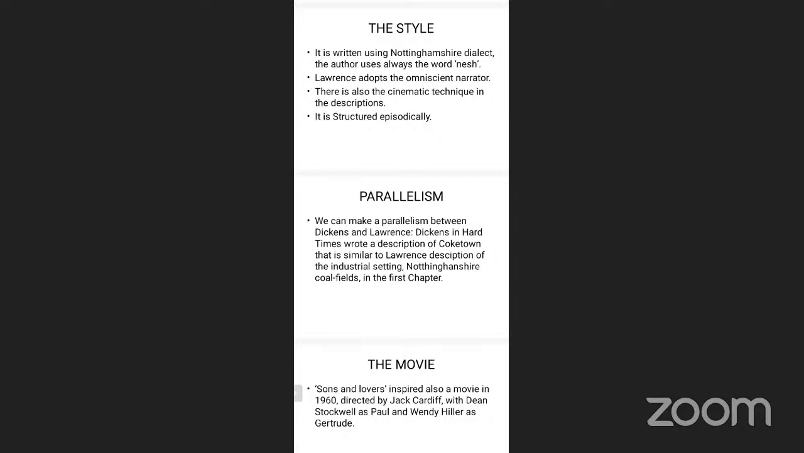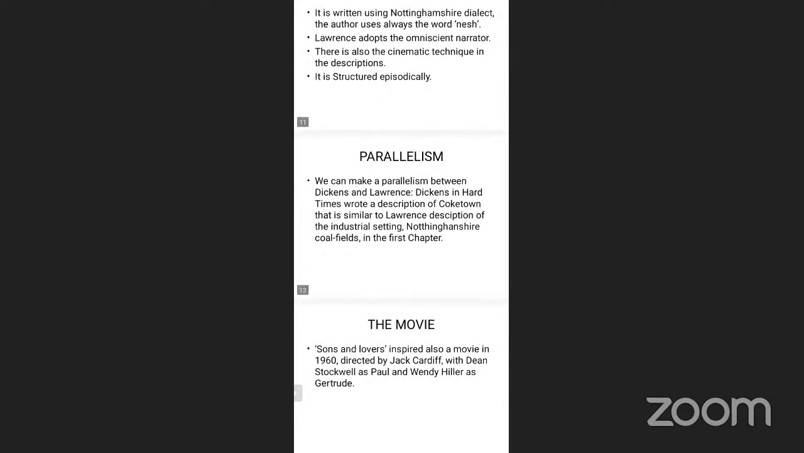Ness is a word related to the Nottinghamshire dialect. Lawrence adopts the omniscient narrator. Now, who is the omniscient narrator? What is the role of the omniscient narrator? Can you tell me?